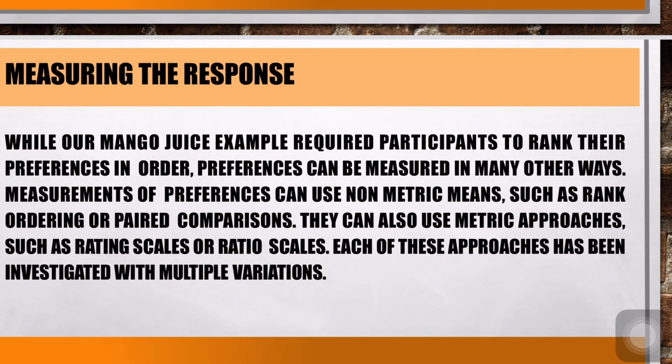While our mango juice example required participants to rank their preferences in order, preferences can be measured in many other ways. Measurement of preferences can use non-metric means, such as rank ordering or paired comparison. They can also use metric approaches, such as rating scales or ratio scales. Each of these approaches has been investigated with multiple variations.